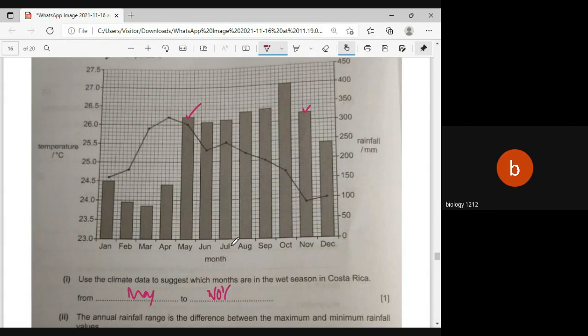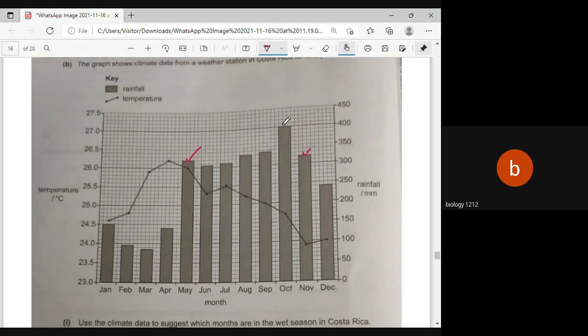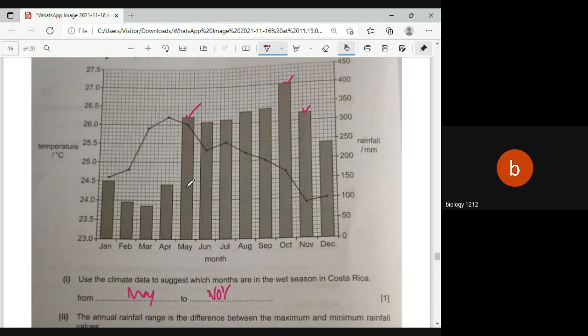So how did you get this one? 400, can you guess it? Can you see this? Rainfall is 400, right? Maximum. Whereas if you see the minimum here, yes, this is the minimum. Okay. So maximum is 400. Minimum, if you have a graph, actually it shows here 85. 400 minus 85 will give you around 305.